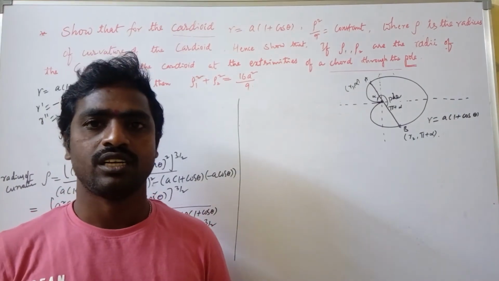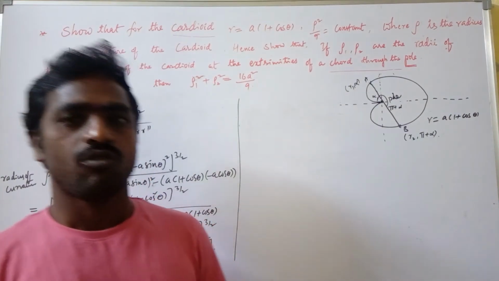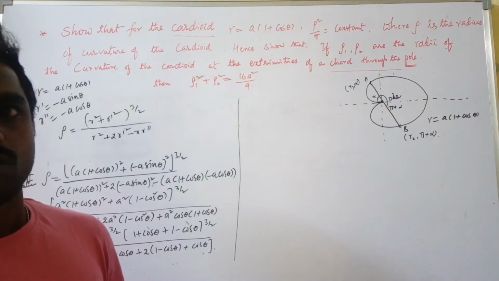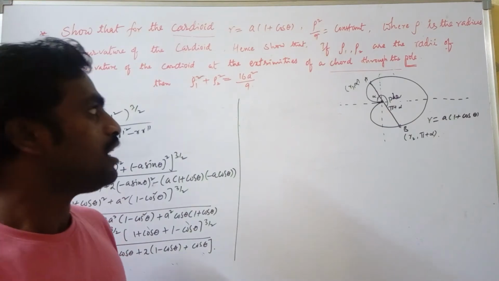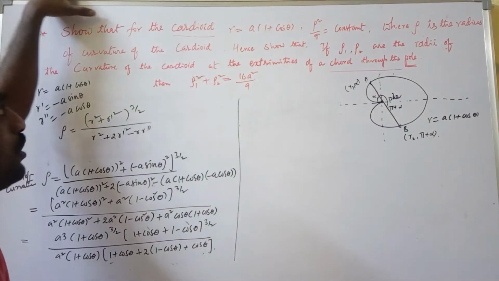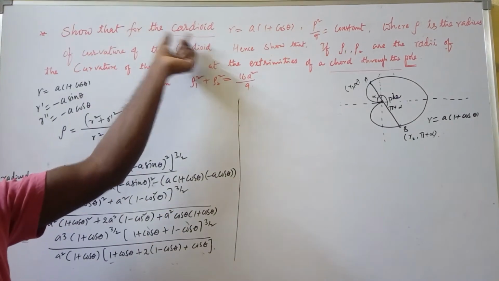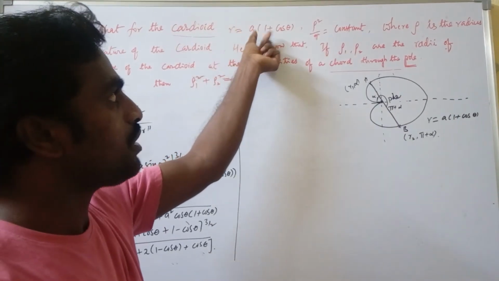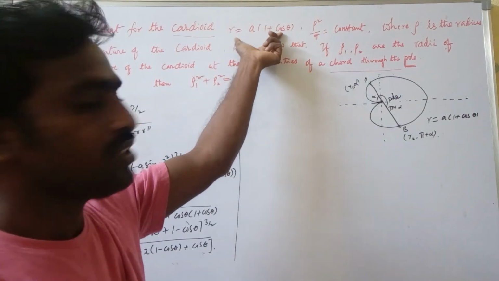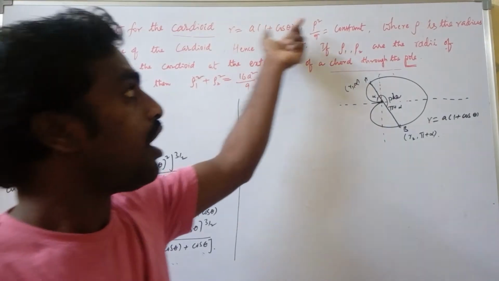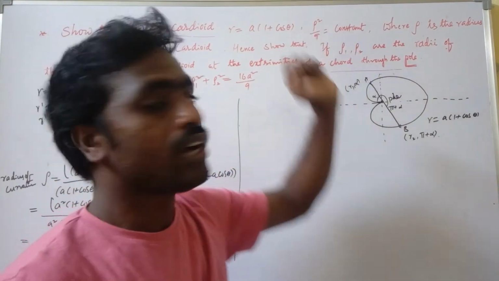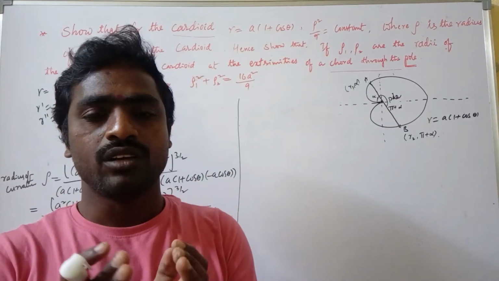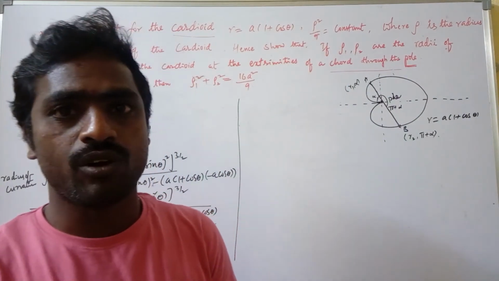Good morning, friends. Now I am going to teach one important topic in curvature. So what is that problem? Show that for the cardioid r = a(1 + cos θ), which is the cardioid equation, ρ²/r is a constant. So use that cardioid and show that ρ²/r equals a constant.